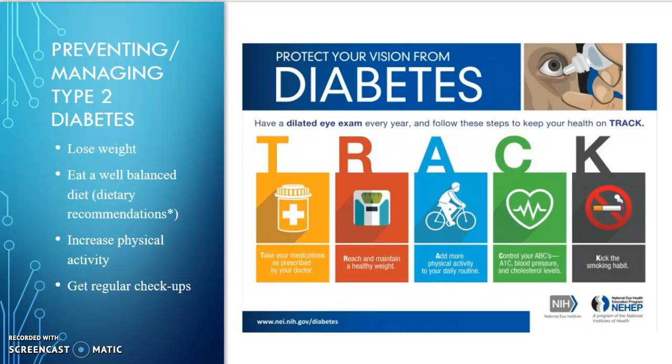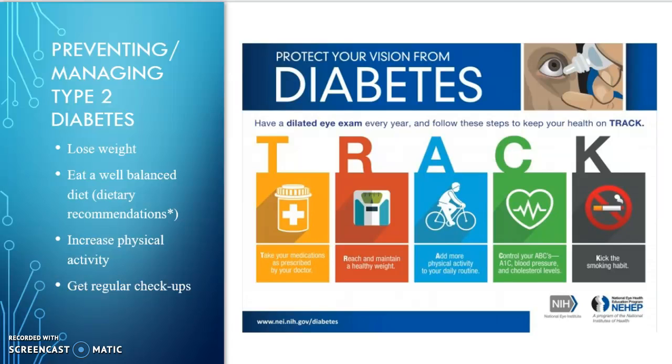Because type 2 diabetes is often preventable, it is important to stay on track with your health. In order to prevent type 2 diabetes, it is essential to lose weight, eat a well-balanced diet of healthy meals, increase activity, and get regular checkups with a primary care provider.